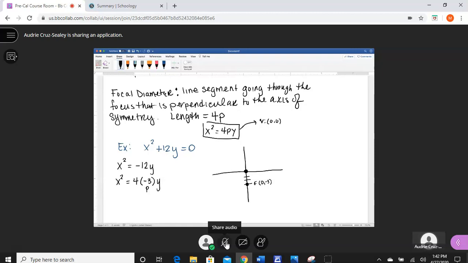Okay, your directrix is the same distance, but the opposite direction. So your directrix would be 3 units up. 1, 2, 3. This line is your directrix. This is the line y equals 3.